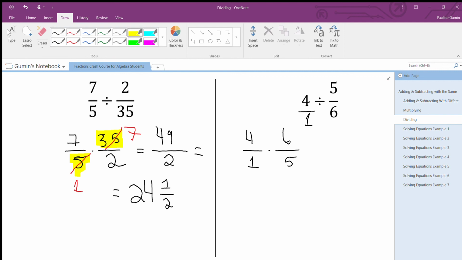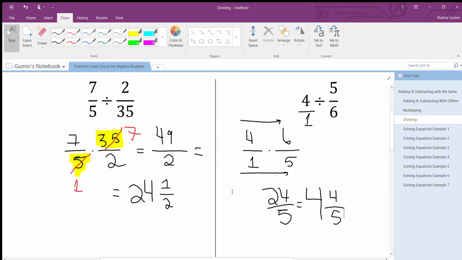Let's reduce. Can I reduce 4 with 1 or 5? No. What about 6? Nope. Okie dokie. It's time to multiply then. 24 over 5, which we can rewrite as a mixed number, 4 and 4/5.